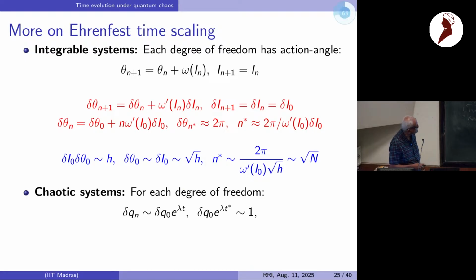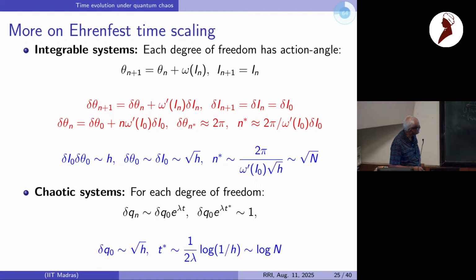And actually the chaotic case is even simpler. Chaotic systems, for each degree of freedom, again, let's look at it like that. Now there are no action angle variables, so let's look at some delta Q_0, delta P_0 kind of spread in the degree of freedom Q, P. Delta Q is exponentially growing in time with something which is going to be like a Lyapunov exponent. It's exponentially growing in time. And when is the time at which this delta Q is going to become as large as the phase space? Let's assume that that's of the order of 1.